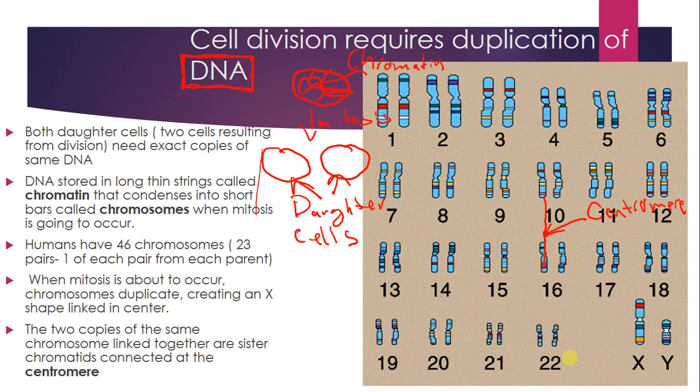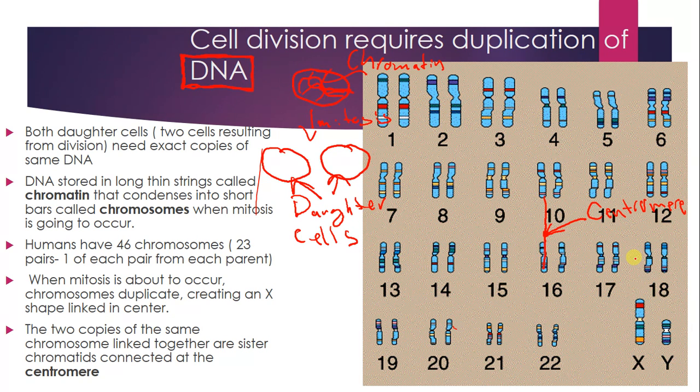Here's a picture of all 46 of our human chromosomes. We have 2 copies of each chromosome. No, I didn't say 2 identical copies. We have 2 chromosome 1s, 2 chromosome 2s, 3s, 4s, 5s, all the way up to 2 chromosome 22s, and 2 sex chromosomes. This is a male because it has an X and a Y.